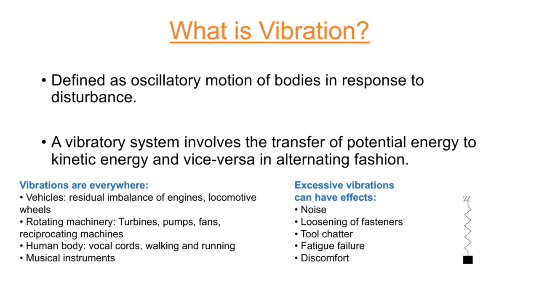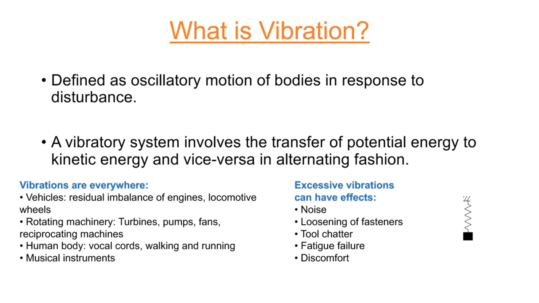It is defined as an oscillatory motion of bodies in response to disturbance. If any object is disturbed by some external force and then the force is removed, there will be some oscillations of that body, and that is called a vibration. A vibratory system involves the transfer of potential energy to kinetic energy and vice versa in alternating fashion.